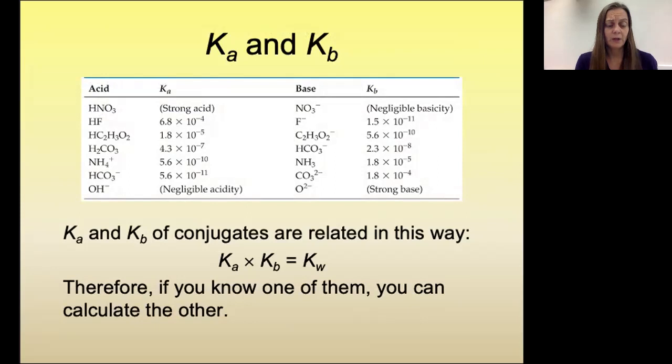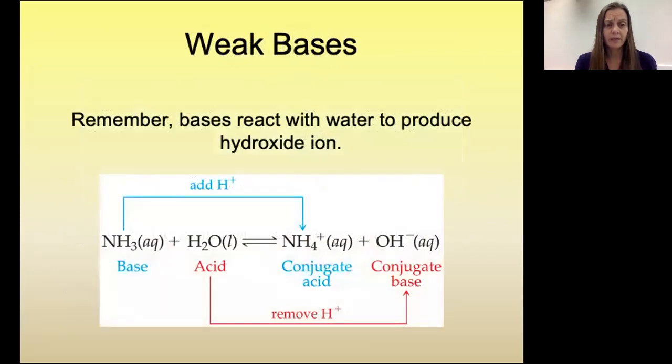Okay, so we've talked about weak acids. Let's talk about weak bases. Remember, with weak bases, we're not so much talking about dissociation as a reaction with water that produces a hydroxide ion. One of our classic examples of a weak base is the ammonia molecule. Because it has that lone pair on the central nitrogen, it is very adept at pulling a hydrogen ion off of a water molecule, thereby producing the ammonium conjugate acid and hydroxide ion.